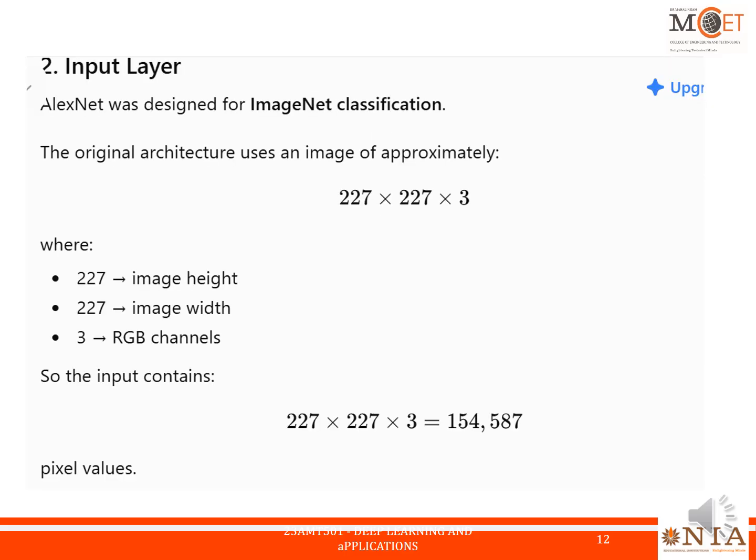So in the input layer, AlexNet was designed for ImageNet classification. The original architecture uses an image of approximately 227 x 227, where 227 is the image height, 227 is the image width, and 3 is the number of channels. So the input is 227 x 227 x 3. That means 154,587 pixel values we are going to pass in the input image.